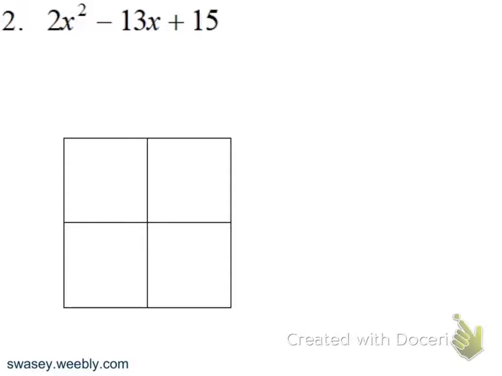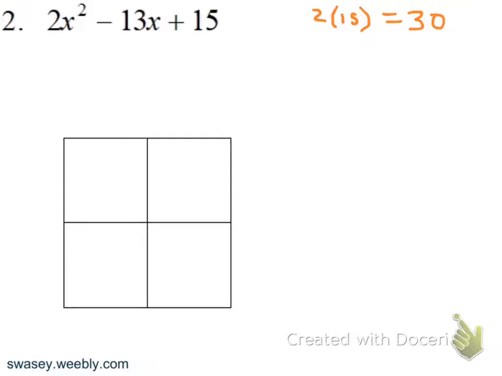A times C, 2 times 15 gives us 30. GCF's 1, by the way. Looking for ways to multiply and get 30 that add up to get negative 13. So if this last sign is positive, they're both going to be the same signs. If they're the same and they add up to a negative, then the bigger one has to be negative, so they'll both be negative.